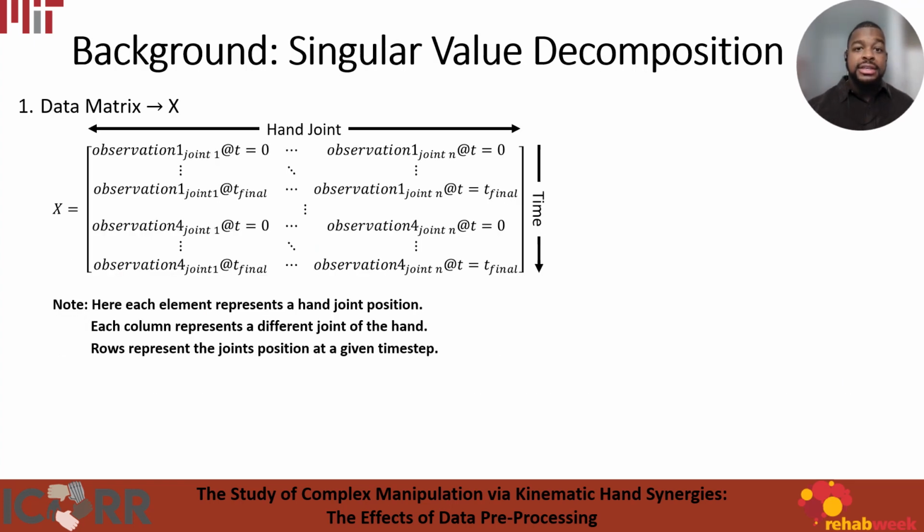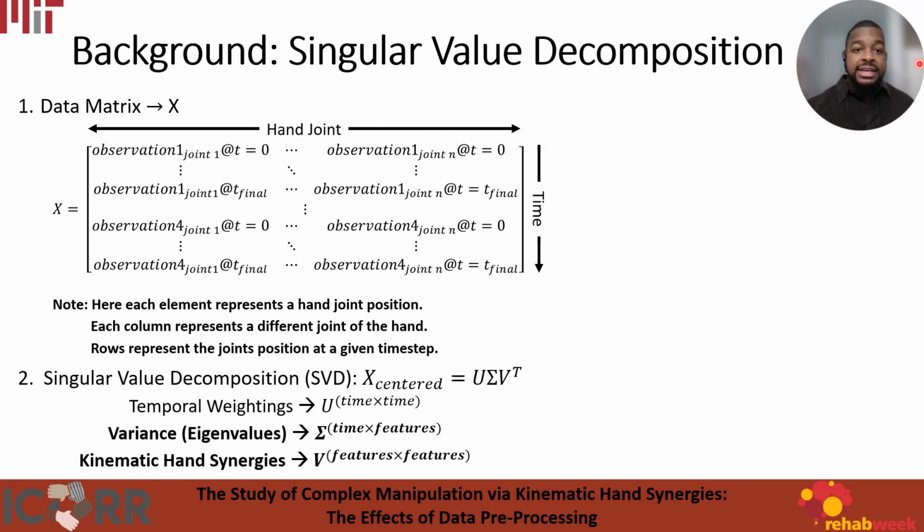So how do we extract these coordinated simultaneous movements known as synergies? That is through singular value decomposition. For kinematic hand synergies, you set up a data matrix where each element is a hand joint position, and the columns represent the different joints in the hand, and the rows represent time.